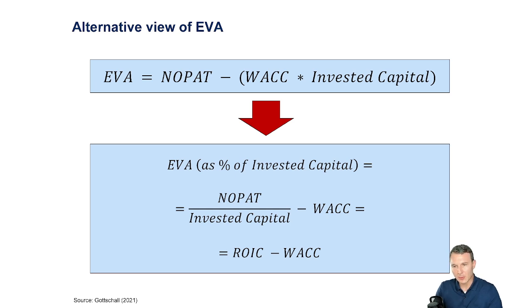And that is basically the NOPAT, the net operating profit after tax, divided by invested capital minus the WACC. And NOPAT divided by invested capital is actually nothing much else than a return on invested capital. So we can express EVA as percent of invested capital by calculating ROIC minus WACC. So if we know the return on invested capital and we know the WACC, then we can also see whether the economic value add is positive or negative. And let me just show this quickly here in the sheet.